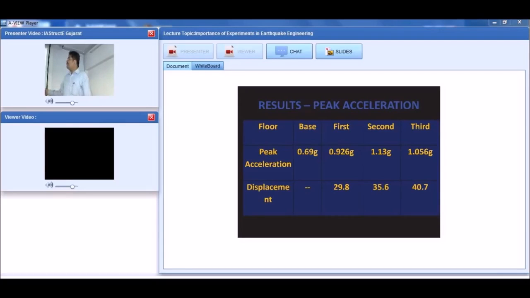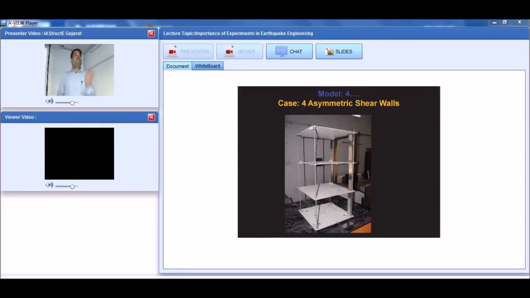Then we put an unsymmetrical shear wall. We put a shear wall on one direction, and no shear wall on the other side. So this part will become very stiff. This part will become flexible. So in that case, what will happen? We will see that. Next.